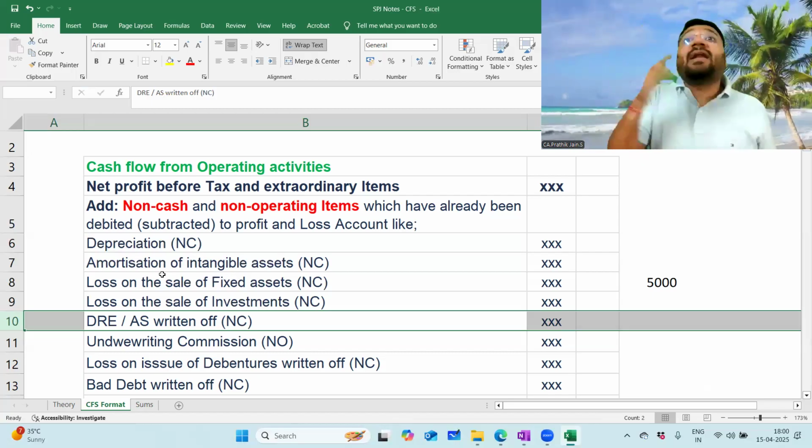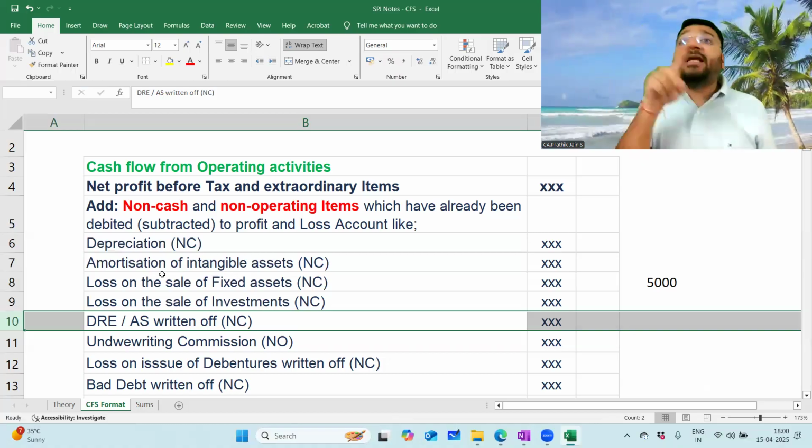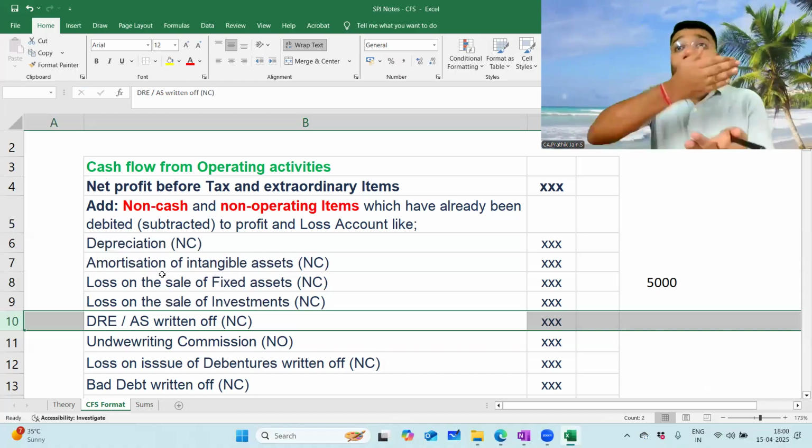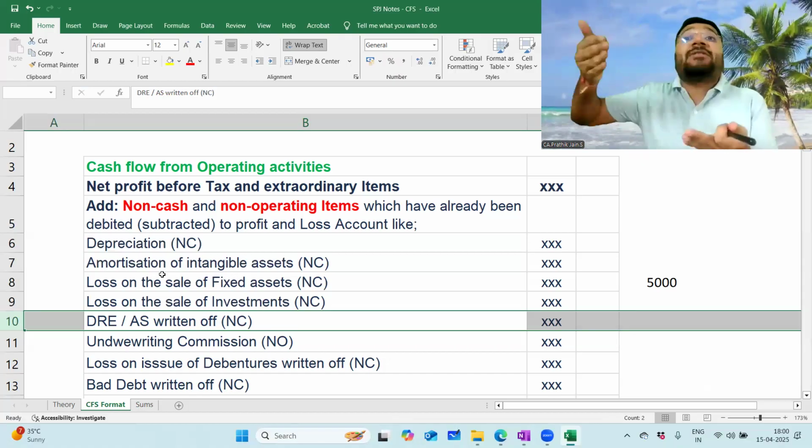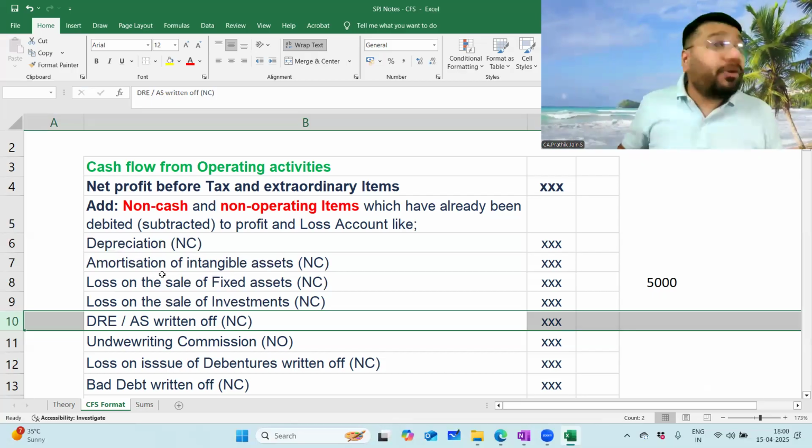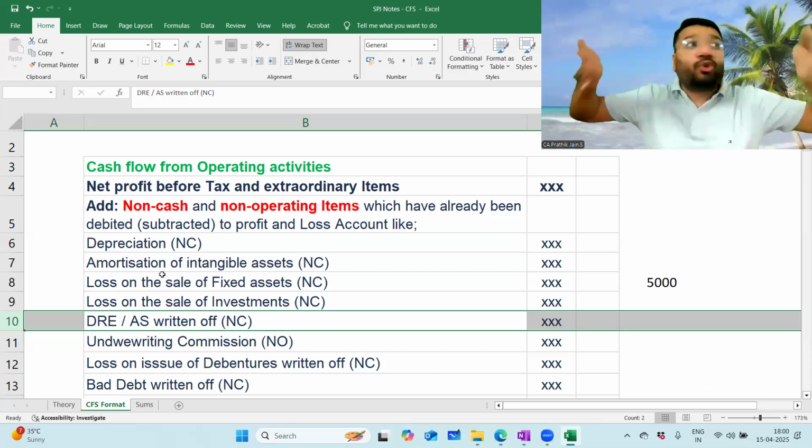And the name is what? Deferred revenue expenditure. It means this expenditure I cannot record in 1 year. I have to record it over a period of time. I have to defer my expenditure over a period of 4-5 years because the expenditure is comparatively huge.